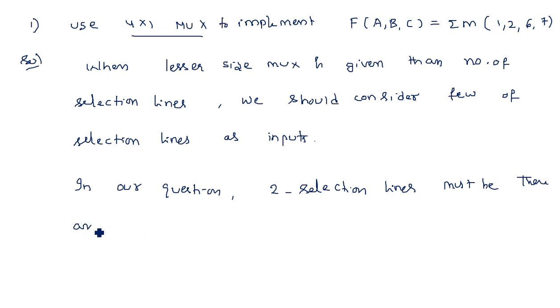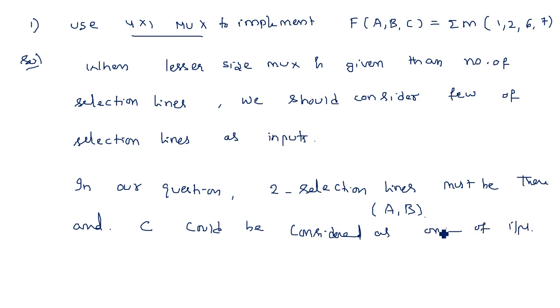And so 2 selection lines. So A and B I am choosing as the 2 selection lines. The 2 selection lines are considered as A comma B. And what about the C? C could be considered as one of the inputs. Hope you understand. Okay, now let us see how it is implemented with the truth table first.